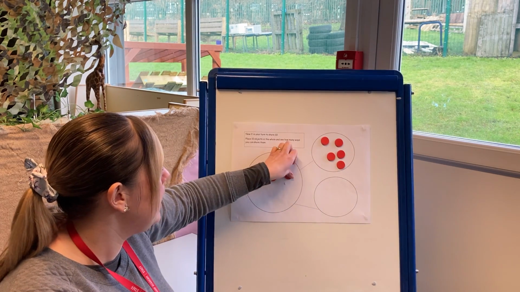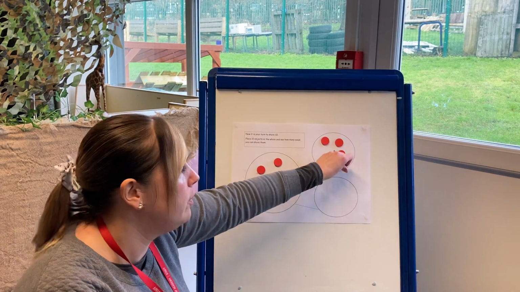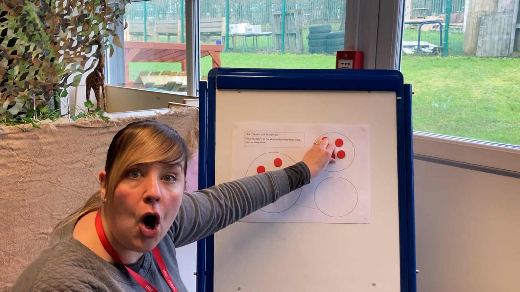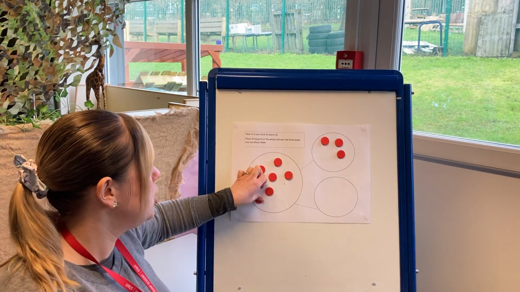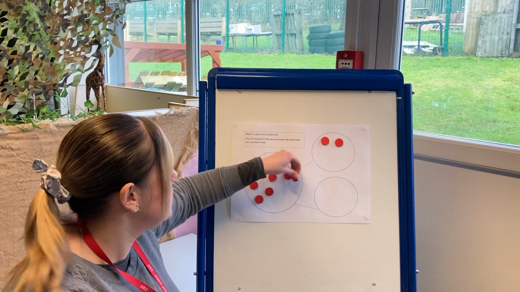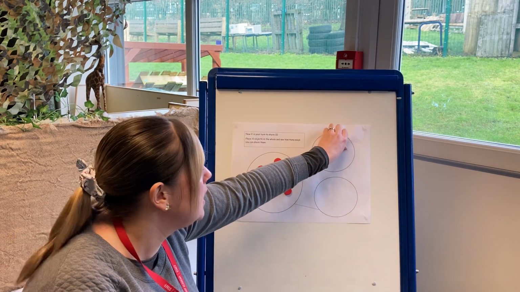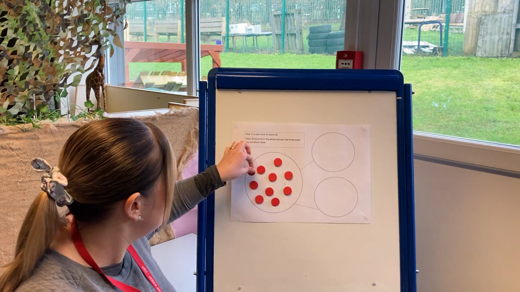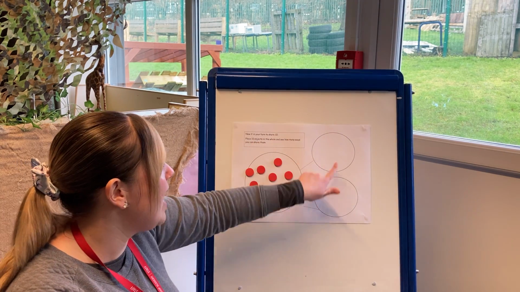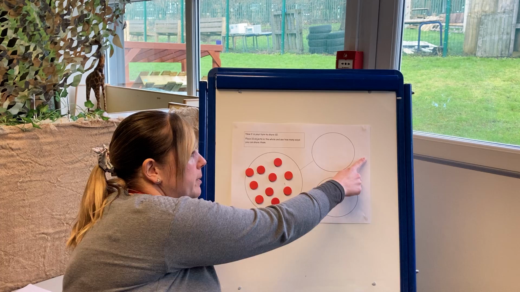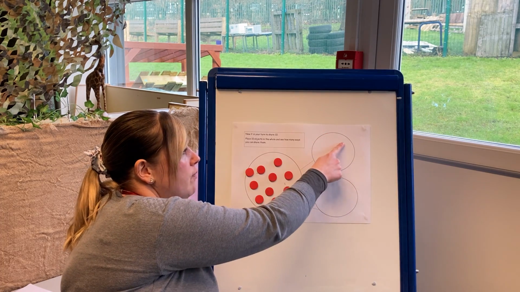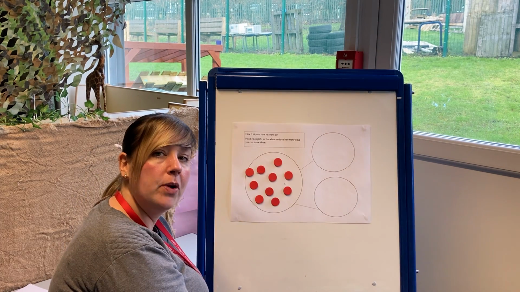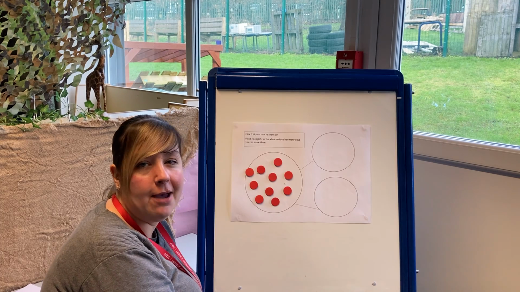But don't forget to ask a grown-up to take a photo or a video and send it to us. If you can't send things to us, that's fine. In your packs that look like this, you can do your sharing, and you might write the numbers or you might draw around the objects. Okay, see what fun you can have.